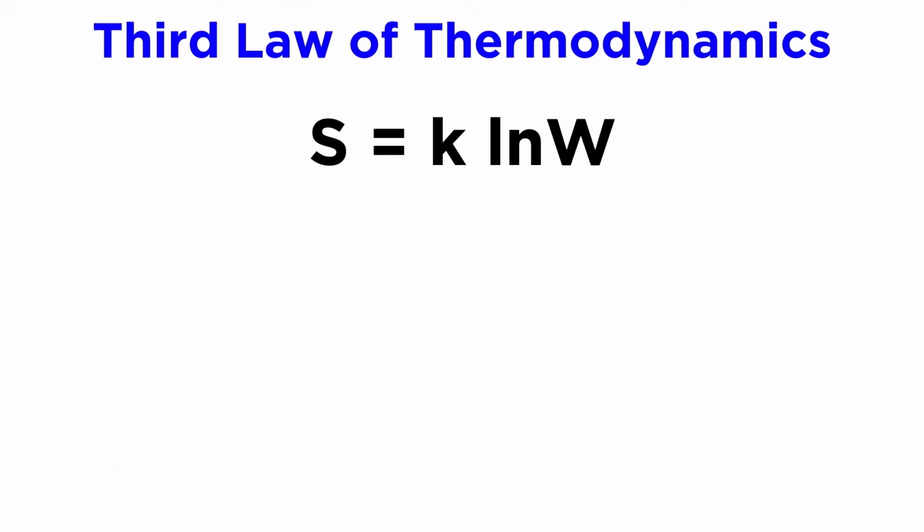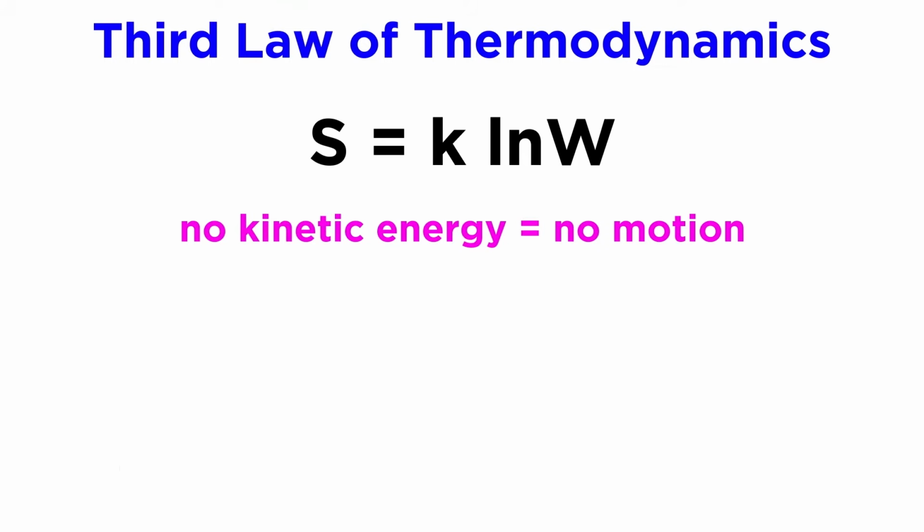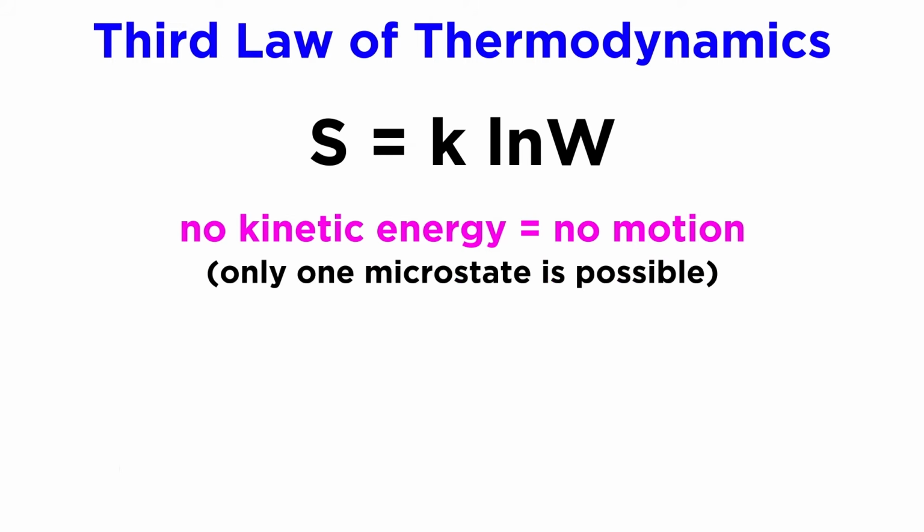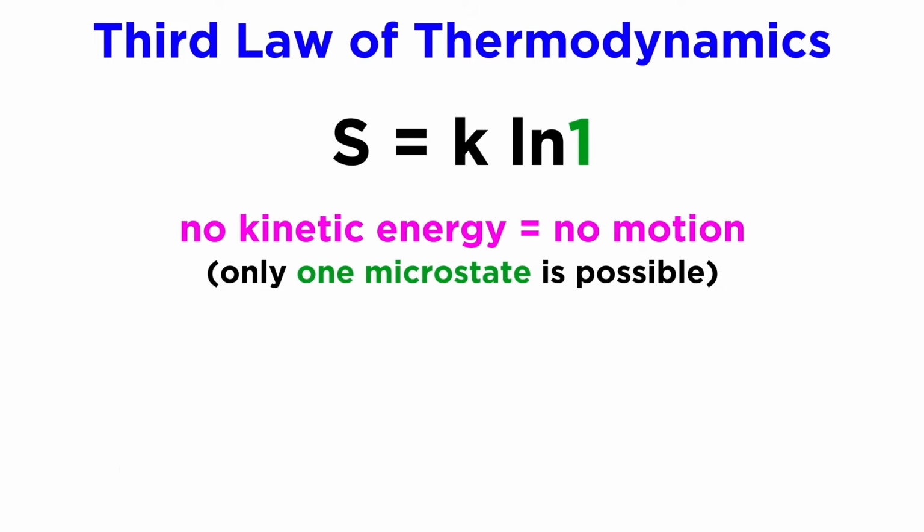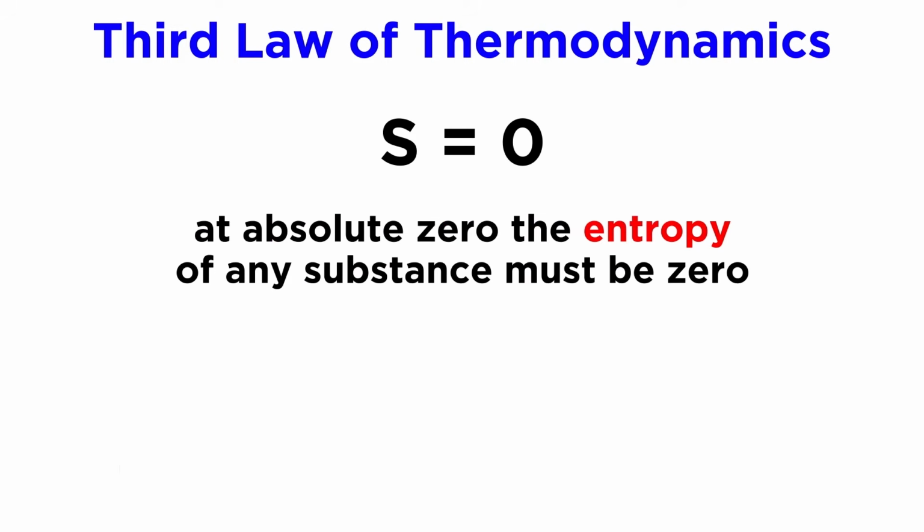This is a necessary consequence of Boltzmann's equation, S equals k times the natural log of W. If there is no kinetic energy, nothing is moving, so there is only one possible microstate that the particles can inhabit. With a value for W equal to 1, the natural log of 1 is 0, so at absolute zero, the entropy of any substance must also be 0.